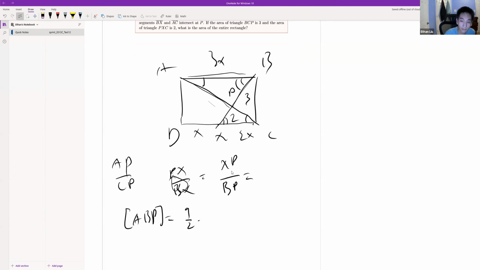Okay, so then the area of ABP is 9 over 2, right? Now we can find the area of ABC. We see why this is very quickly giving us the answer, right? The area of ABC is just this, which is 15 over 2. So the area of the whole rectangle is just 15.